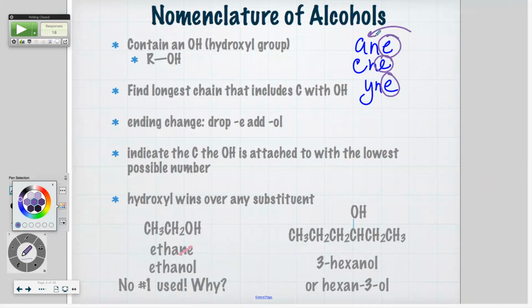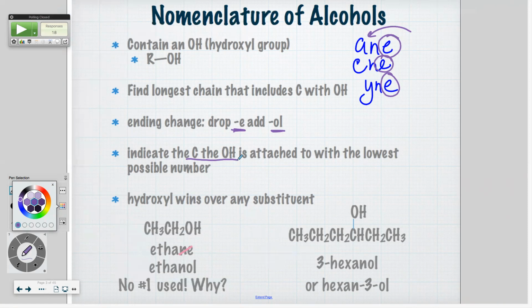The E is going to change for alcohols to OL. Alcohol. OL. That's where it's coming from. So we're going to drop the E's and add OL. So does that mean you can have double bonds in alcohols? Yes. Triple bonds in alcohols? Yes. Can you have all straight chain single bonds in alcohols? Yes. So we're going to have OL for our ending. The carbon the OH is attached to gets the lowest possible number. You start at the end of your chain, just like before. The hydroxyl wins over any substituent.